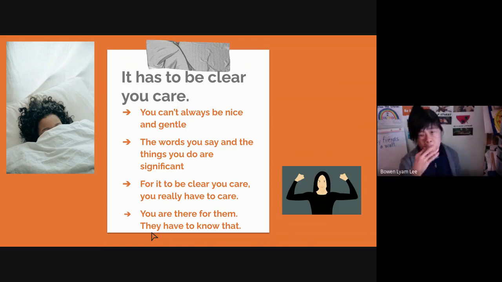Later on, Gabriel says to me, oh, look at my chocolate box that I got for Valentine's Day. This is yours, teacher. I love you. I didn't know that that's what was going to happen just because I said his mom was strong. For it to be clear you care, you really have to care. You are there for them and they have to know it.